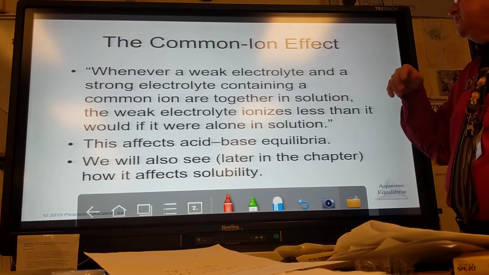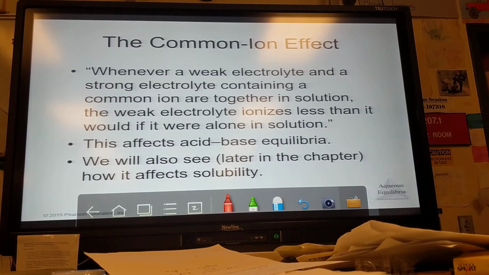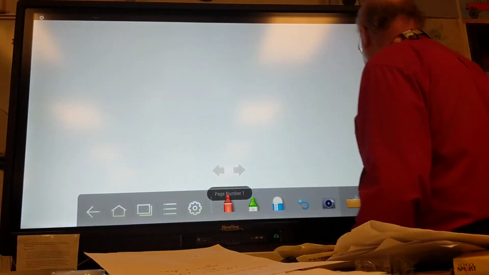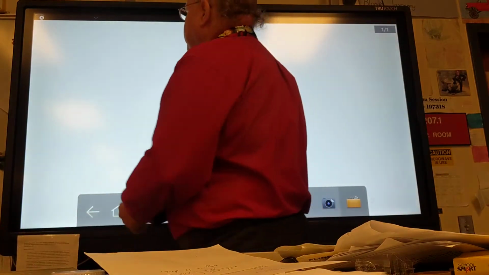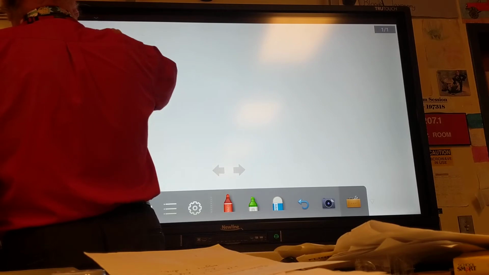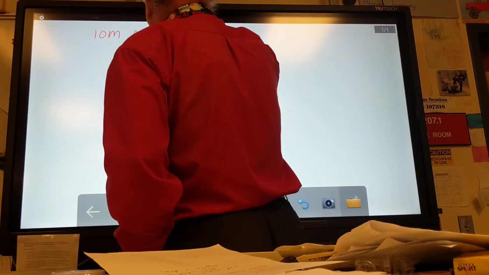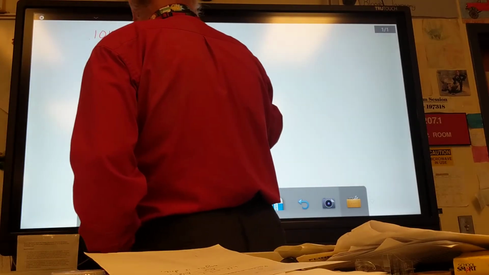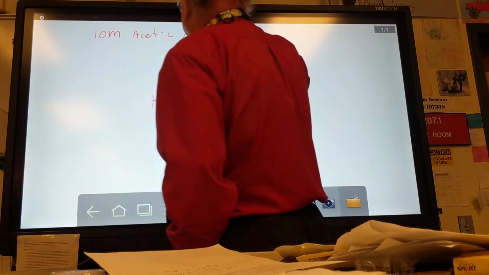This affects acid-base equilibrium. We'll also see later in the chapter how it affects the solubility. And let me give you an example of what common ion effect looks like, and it brings us into our next topic. If I have an acid-base equilibrium like 0.10 molar acetic acid, okay, I want to write an equilibrium for that. And the acetic acid I can just write as HAC.